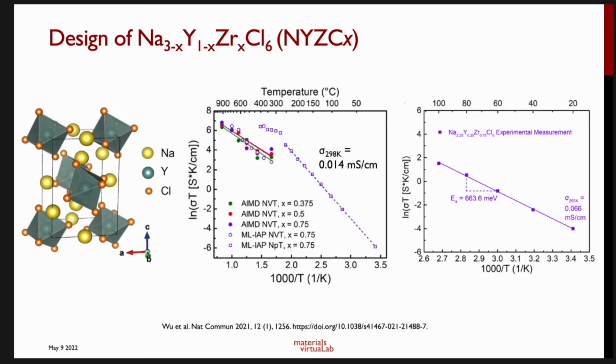Again, you will notice that we fitted a machine learning interatomic potential to this system, and we found that, again, there's this kink behavior in the different Arrhenius regimes, and our predicted ionic conductivity is, again, very, very close to what was experimentally measured by Shirley's group, right?